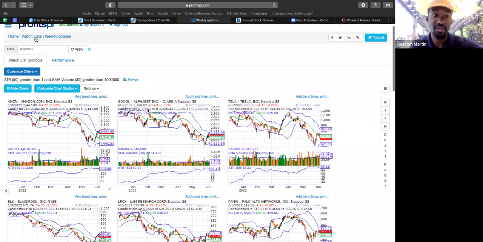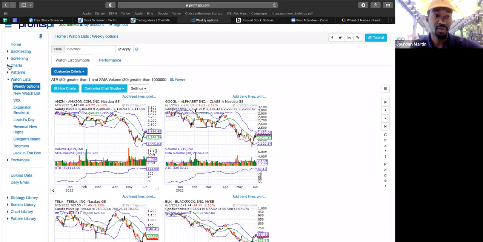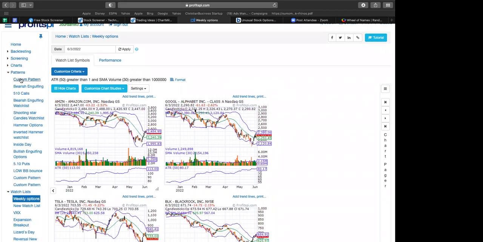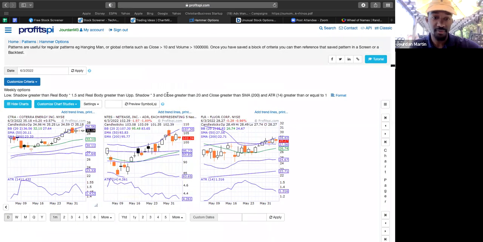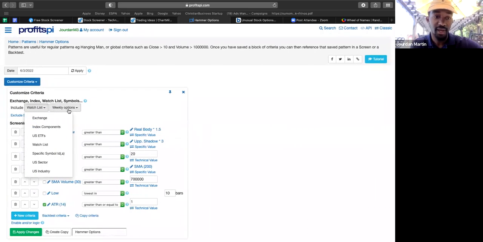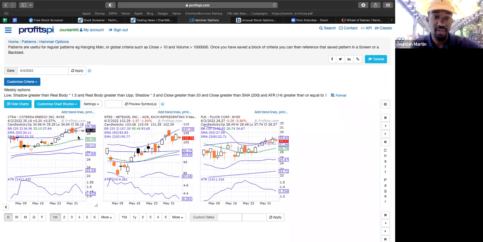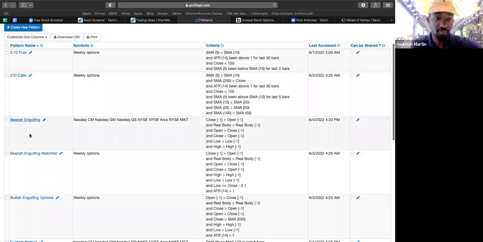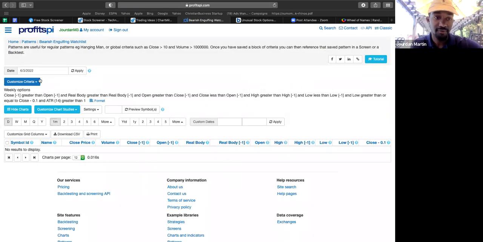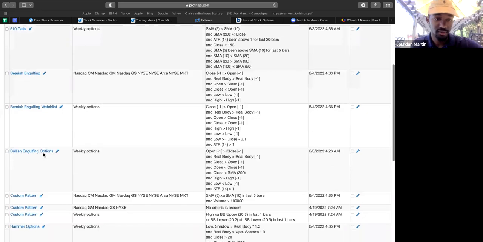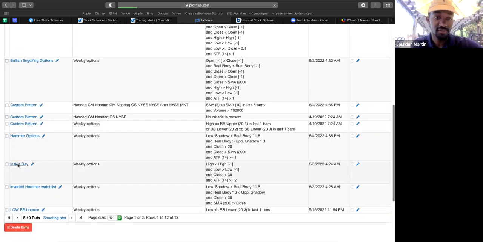And so if I'm running a scanner, what I could do is come over here and say, okay, I want to find, I can even do patterns. But this is my hammer option setup. So I could say I want to run something like this, and I want to run it across my weekly options scanner. So this is what it pulled for me. So I go back to patterns, and I want to pull bearish engulfing. I got nothing. Let's see, inside days.